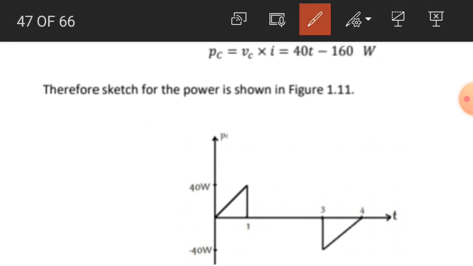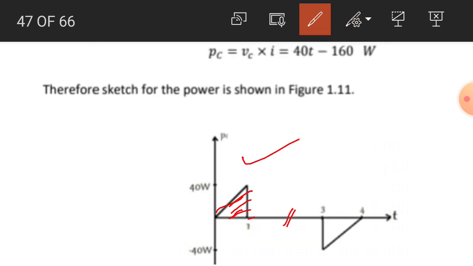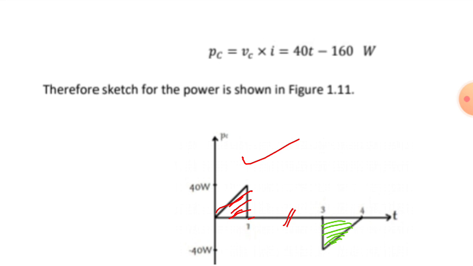So you see, the power is changing from 0 to 40 watts in region number 1. Then the power is 0 in region number 2. And if you consider the power in region number 3, it is changing from minus 40 to 0 watts. So this is how we sketch the power as a function of time.